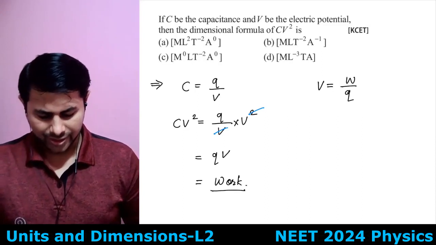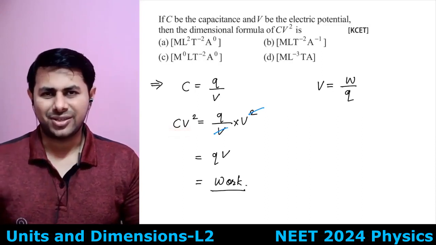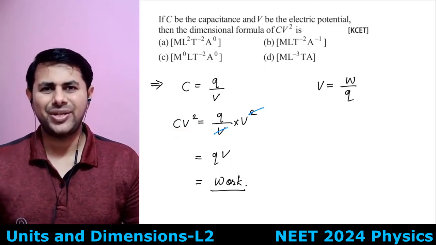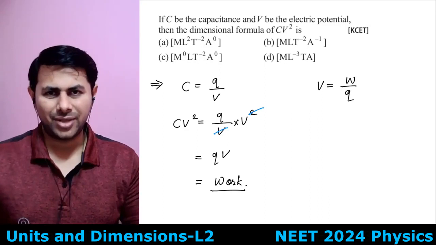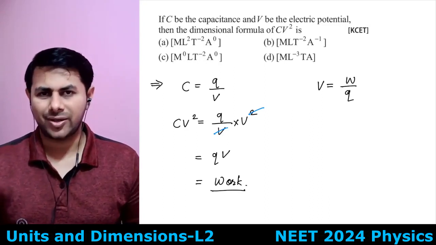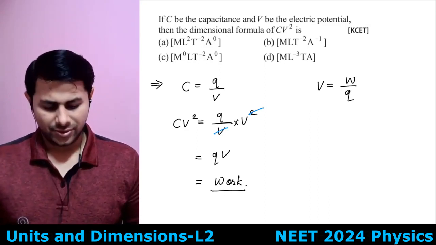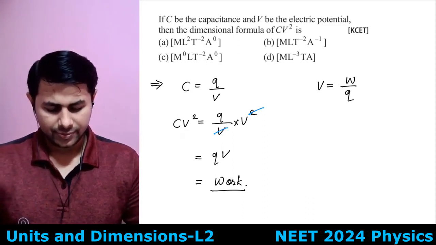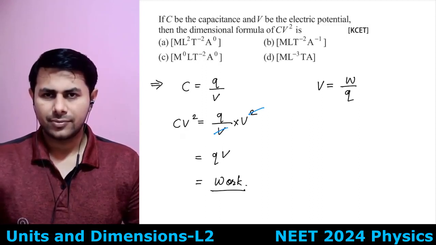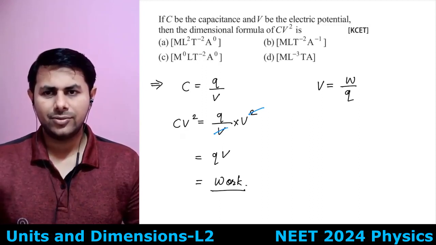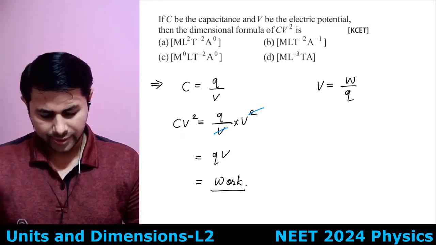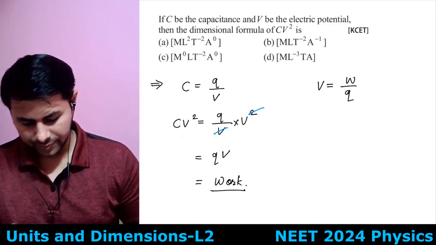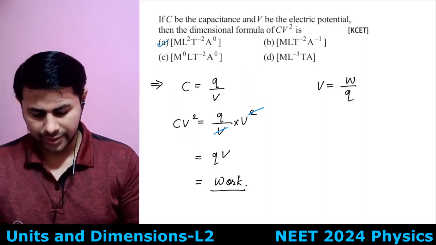Actually, energy stored on capacitor, there is direct formula for that. It is half of C into V square. But maybe if you didn't know that formula, Q times V is equal to what? Work. So the dimensions are equal to dimensions of work. So what are they? M1 L2 T raised to minus 2. Which option? Option A. Okay, option A is the answer.